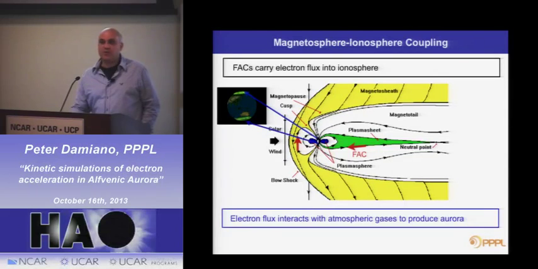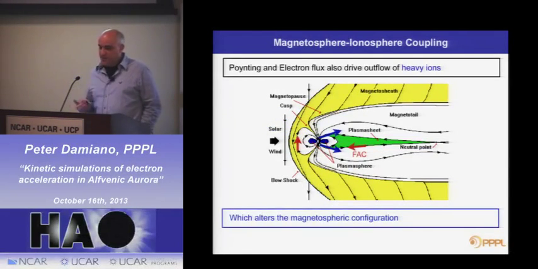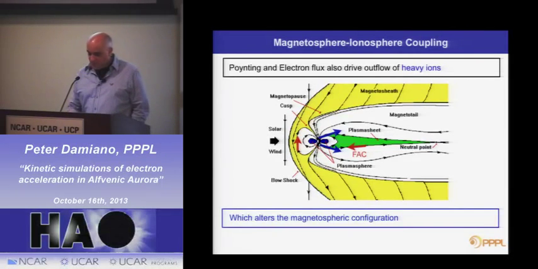Now, this is not a one-way process. The electron flux that impinges into the ionosphere along the field lines also drives significant outflow of heavy ions, which additionally impact the magnetospheric configuration.